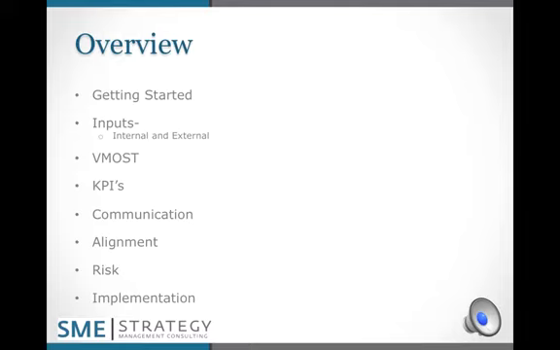Communication, some tips on communicating the plan and what you need to do to get the plan out there once it's done. The importance of getting alignment as an organization and as a team. Different risks, how to identify them, how to mitigate them, and then a little bit on implementation. What are you going to do now that you have this plan?